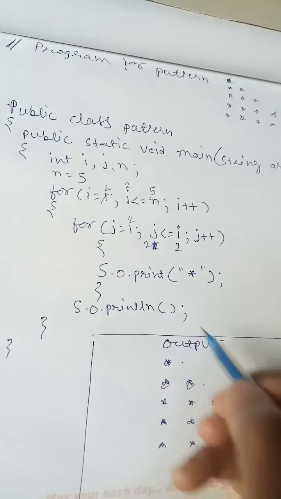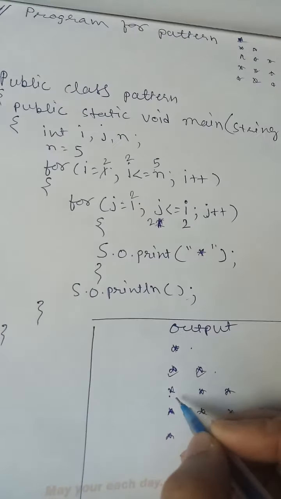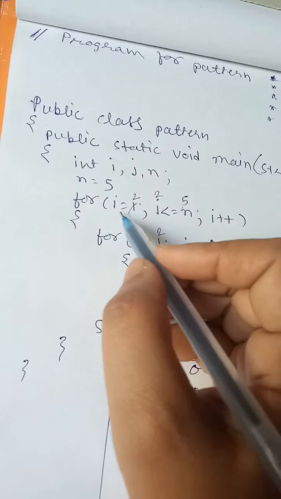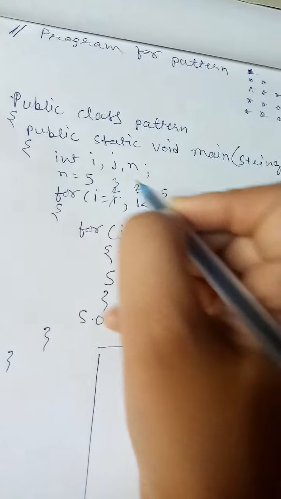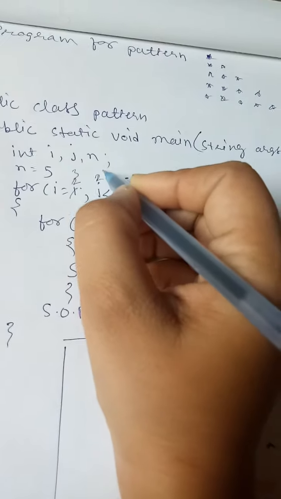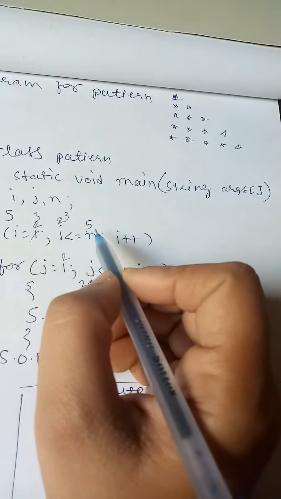Meaning our cursor will move to the next line, so our cursor will be set here. Then i will be updated, and now i becomes 3. So let's check the condition: 3 is less than or equal to 5.